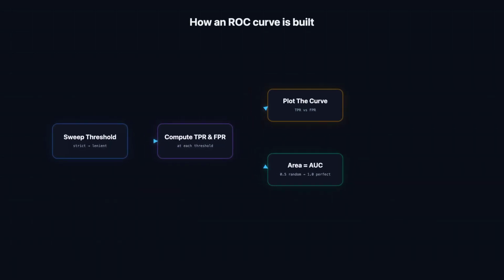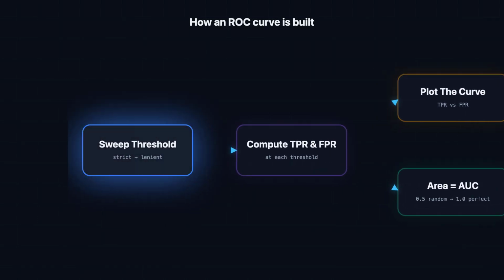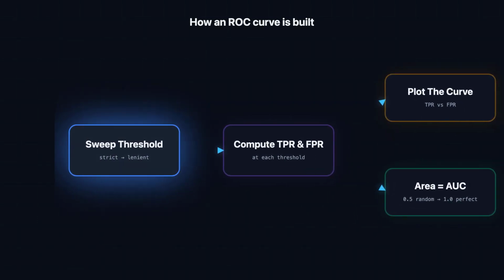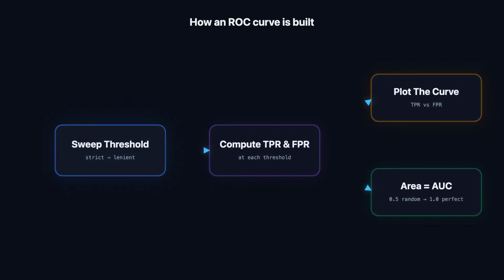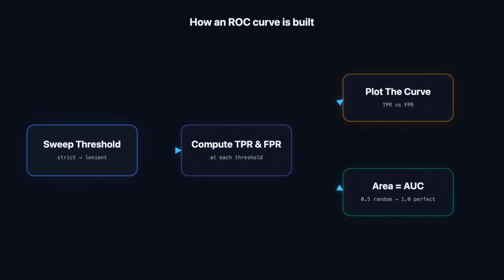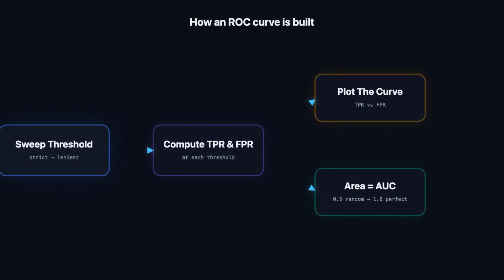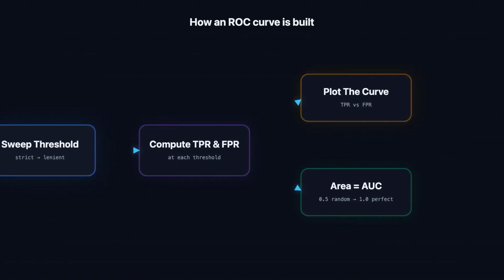To understand the curve, follow how it gets constructed, one step at a time. Start by moving the decision threshold. Slide it from strict, where the model only flags cases it's very sure about, all the way to lenient, where it flags almost everything. Every setting in between gives you a different classifier to score.